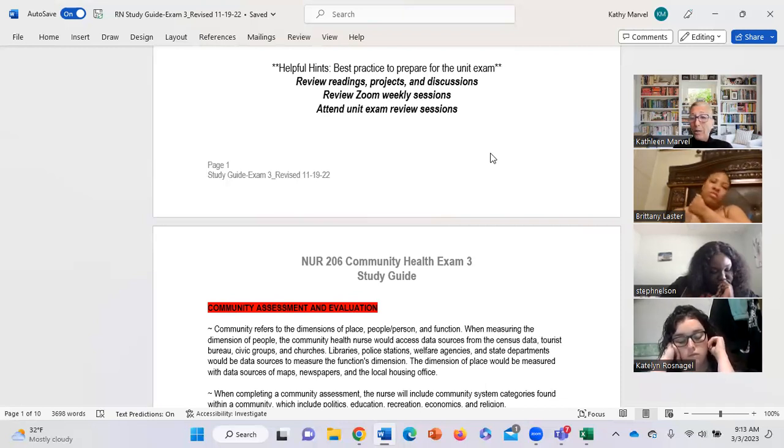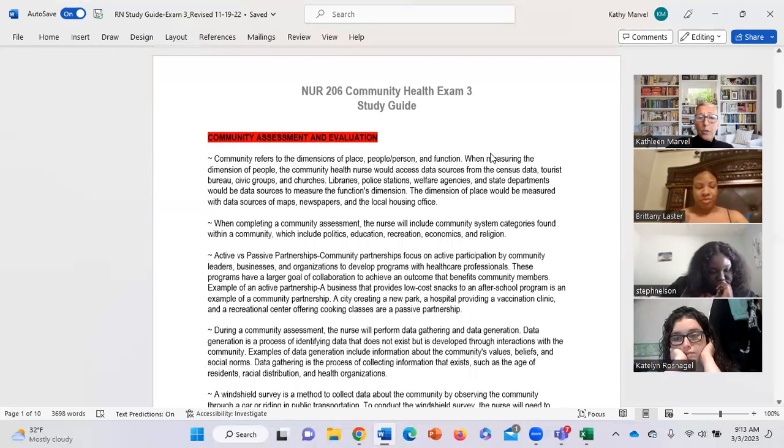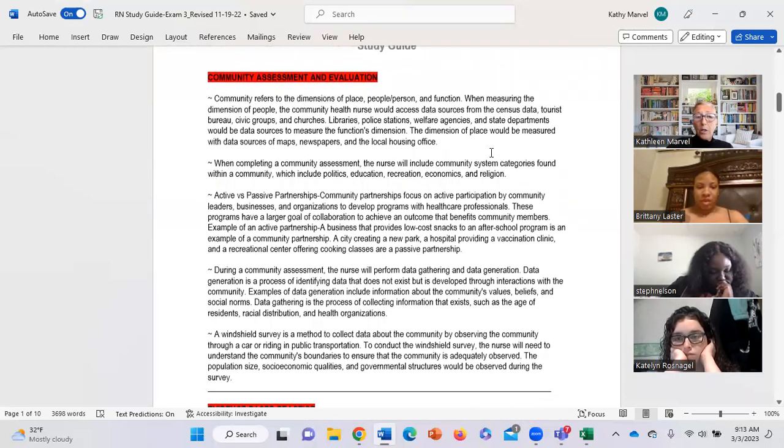Taking your critical knowledge and making appropriate clinical judgments. And the exam is about scenarios in the clinical setting. They're not case studies or anything like that, but it's asking you to take your knowledge and apply it to practice. Right? Okay. So one of the topics we covered over the last 3 weeks was community assessment and evaluation.